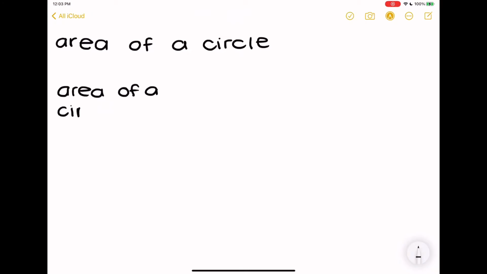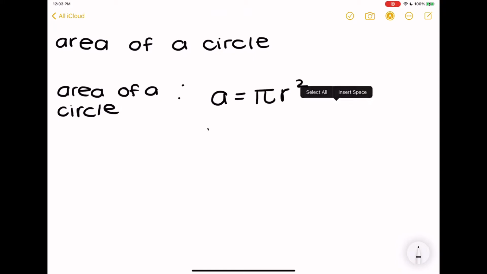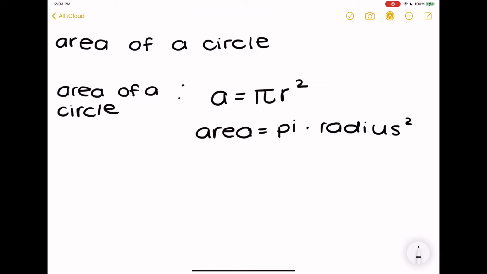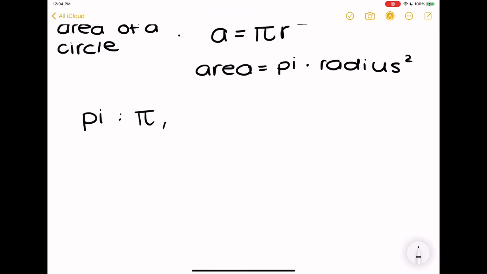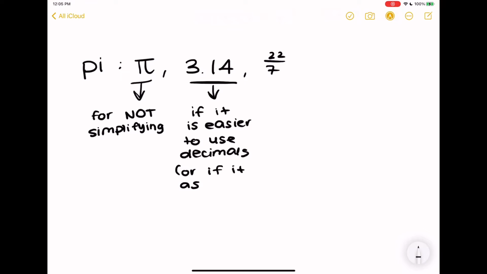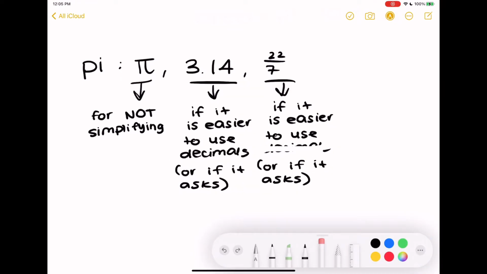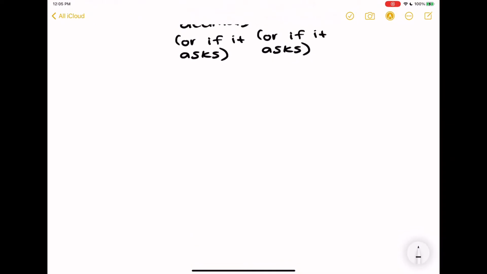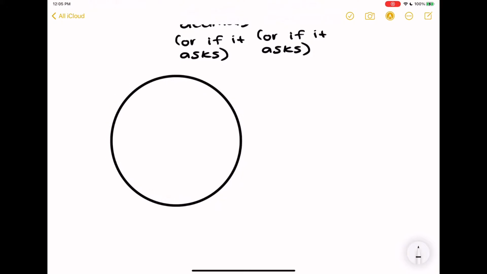The formula for the area of a circle is: area is equal to pi r squared. So pi times the radius squared. Pi can be represented as 3.14 if it asks you to use decimals, or 22/7 if it asks you to use fractions, or if it's just easier. And you'll see what I mean later.